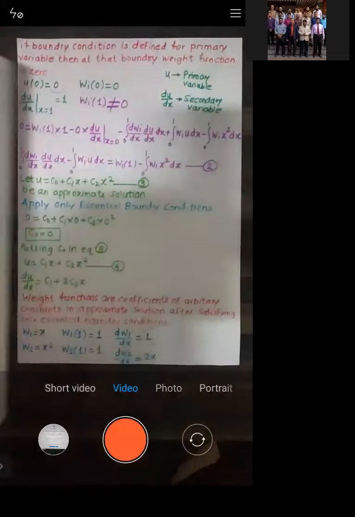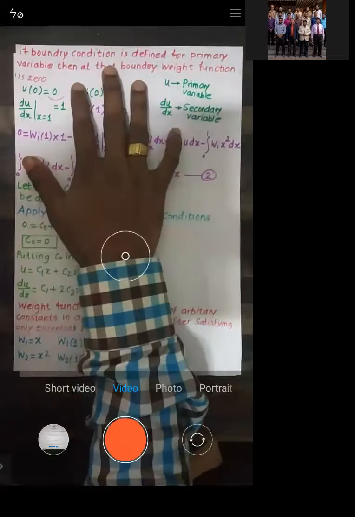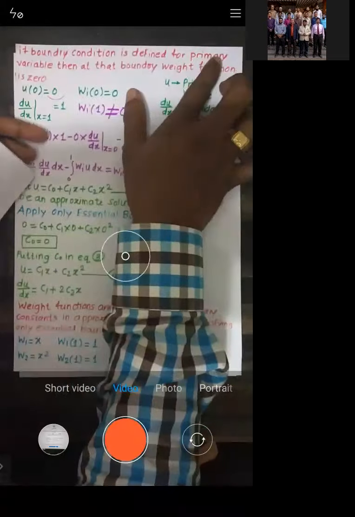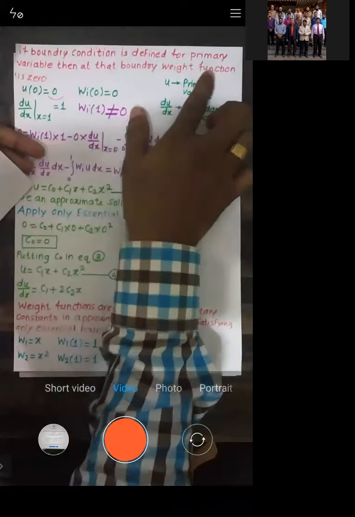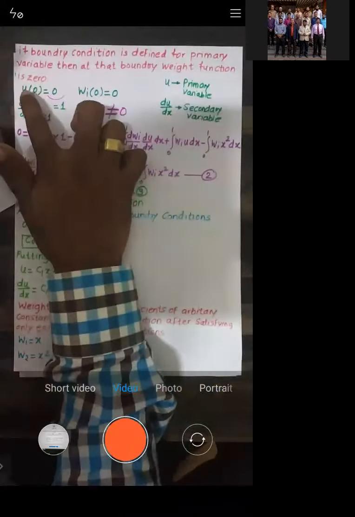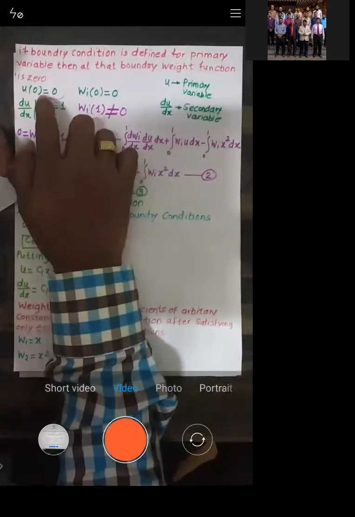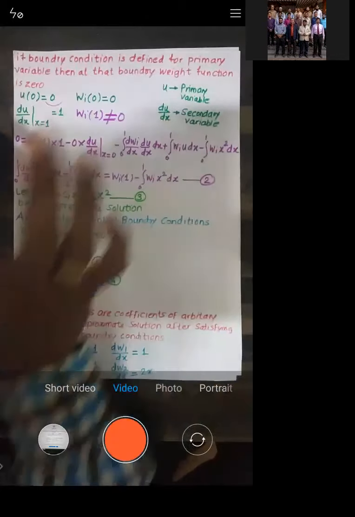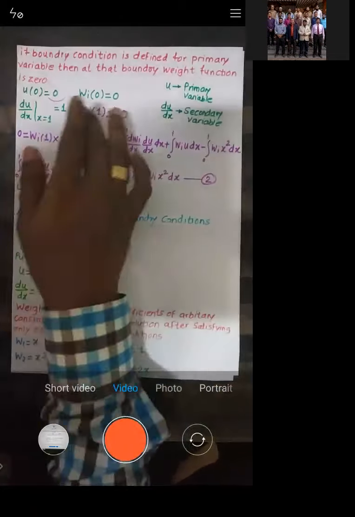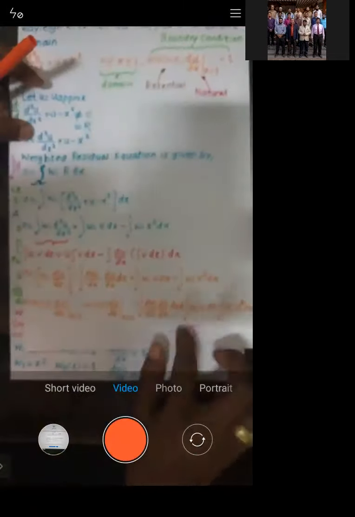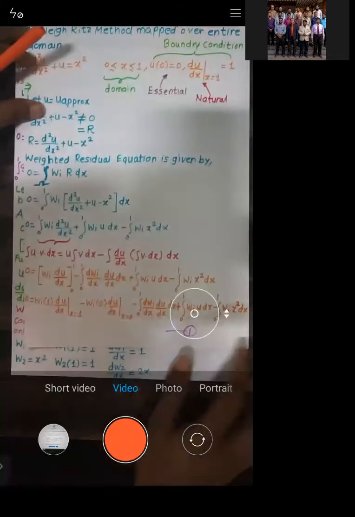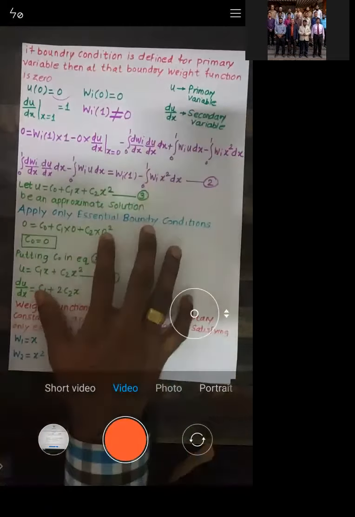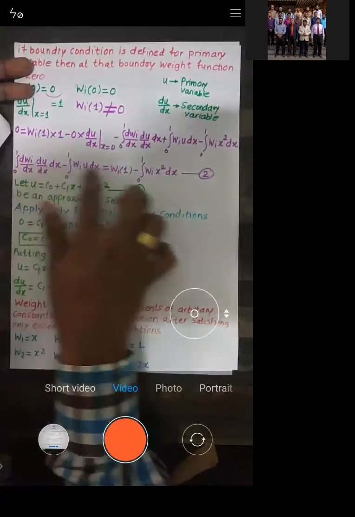Now see, this is the core of the Rayleigh-Ritz method. That means if the boundary condition is defined for primary variable, then the weight function at that boundary is 0. If you see the first boundary condition, it is defined for u, which is basically the primary variable. So the weight function at x equal to 0 is 0. We have put these values again in equation number 1, and we got a new equation, which we have written in some other form. So this is the final equation we have got.